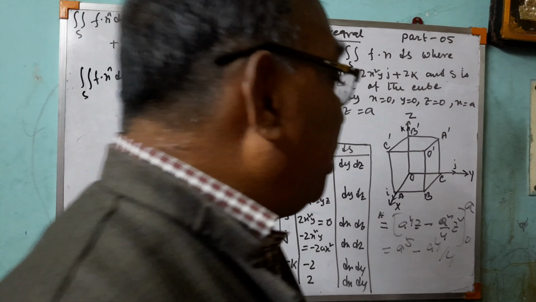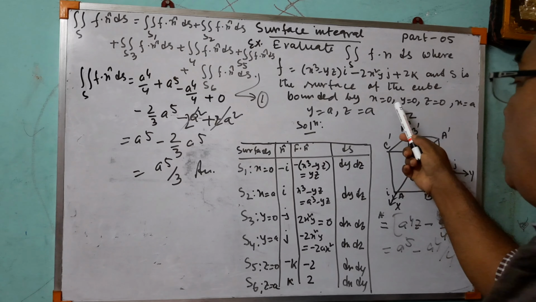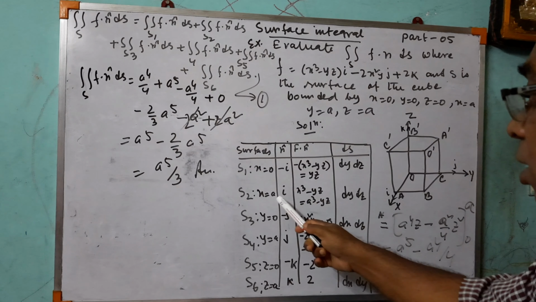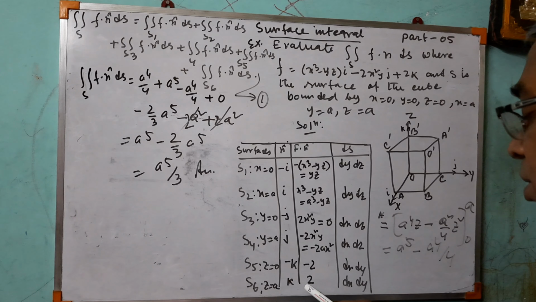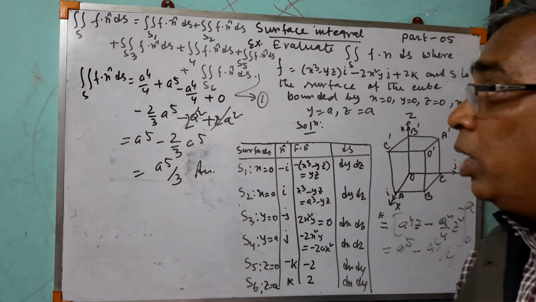If suppose it is a cuboid, suppose x equals a, y equals b, z equals c, and x equals 0, y equals 0, z equals 0, we do the same thing; in place of a here it will be b and it will be c. Okay, the same procedure as in the cube we can do in a cuboid. So you can solve the problem.